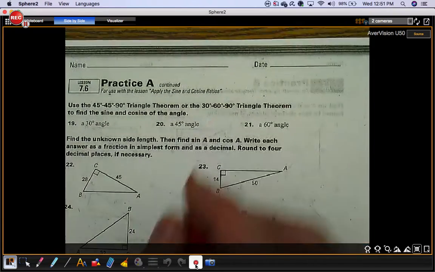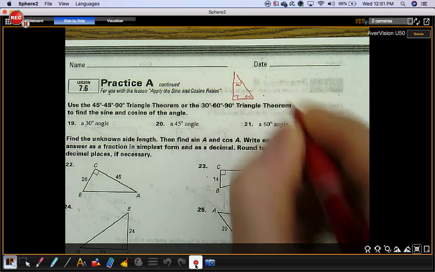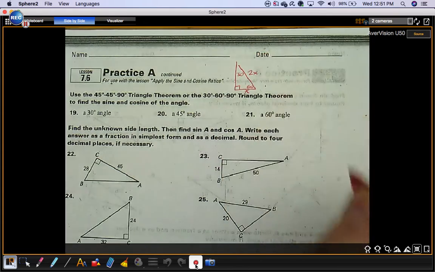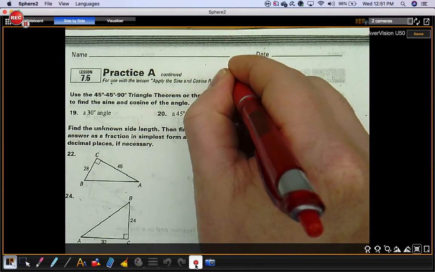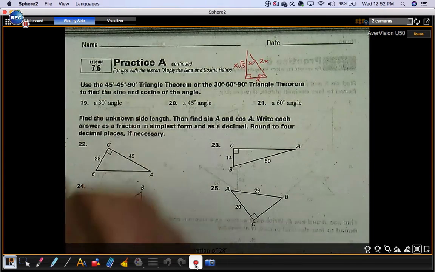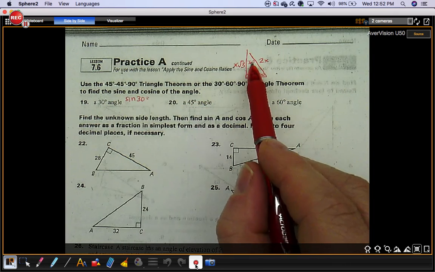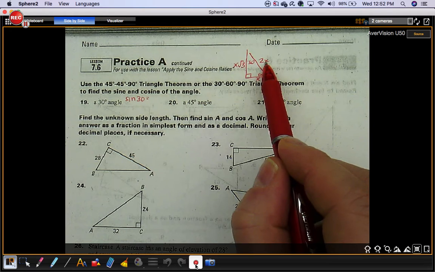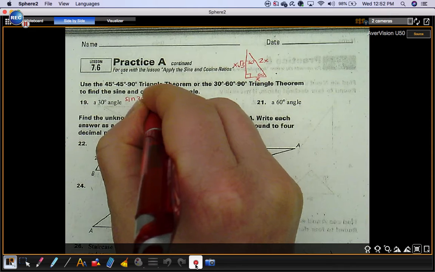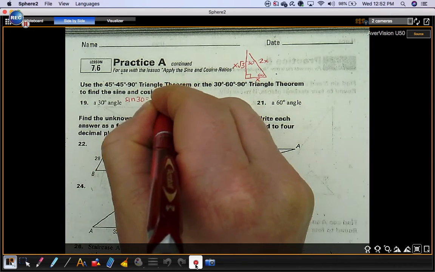In a 30-60-90 triangle, I'll just draw this for reference. Our short leg we're going to call x, our hypotenuse would be 2x, and our long leg would be x times the square root of 3. So if you want the sine of a 30-degree angle, sine is opposite over hypotenuse. That's x over 2x, which equals, when you cross the x's out, 1/2.